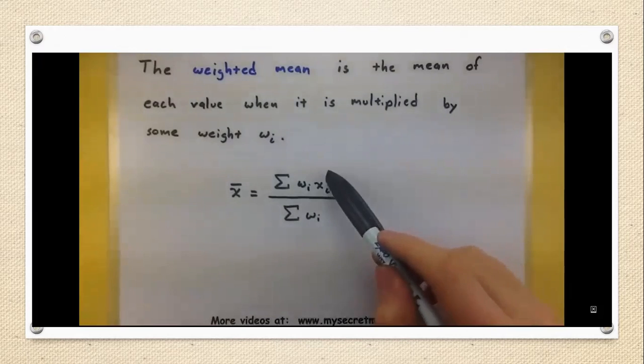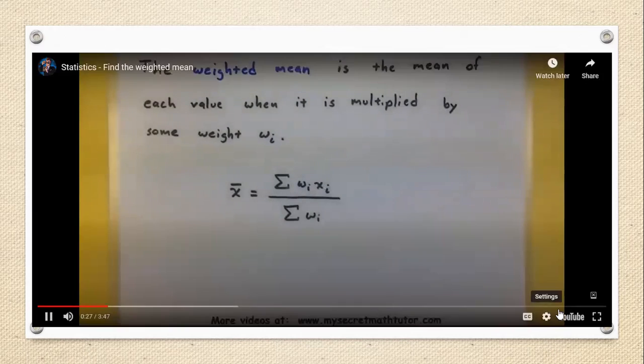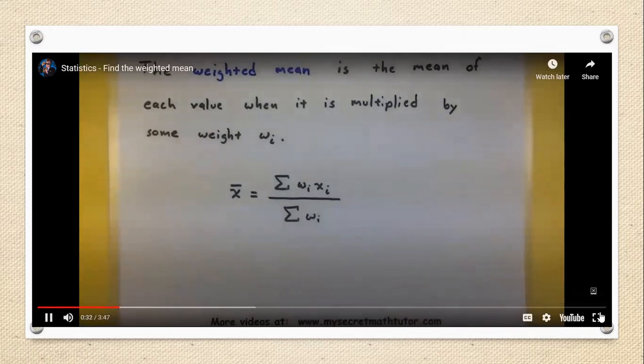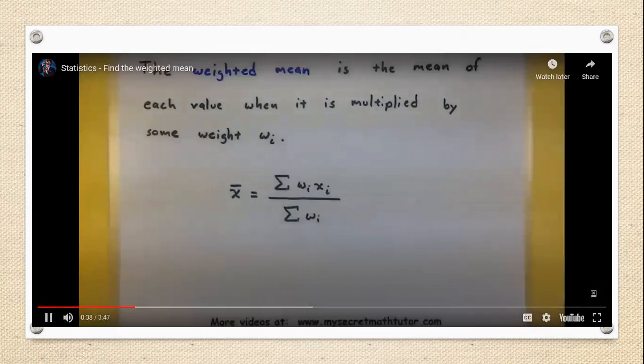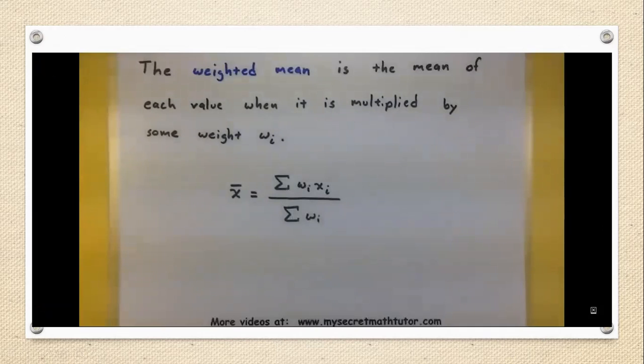In this formula, you can see each of these little xi's is a data point, and these wi's are the weights. So all of them get multiplied by a weight. Now we're dividing by the sum of all the weights. That way we get our mean. To see exactly how this works, let's look at an example.